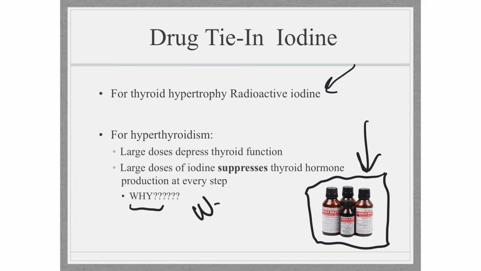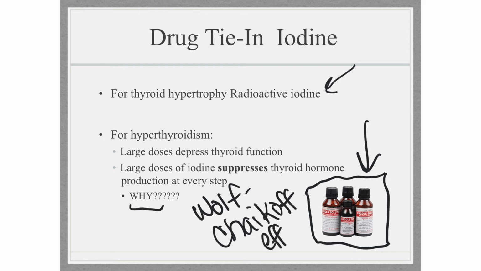The two people who first watched this happen are named Wolf and Chaikoff. And they named this effect of giving iodine in large doses and having that large dose of iodine temporarily halt thyroid function the Wolf-Chaikoff effect. We don't know why that happens, doesn't make sense, but it does happen, and that gives you a nice therapeutic tool to stop all thyroid hormone release and manufacturing for about 3 weeks so that you can figure out what else you're going to do to treat that hyperthyroid patient.